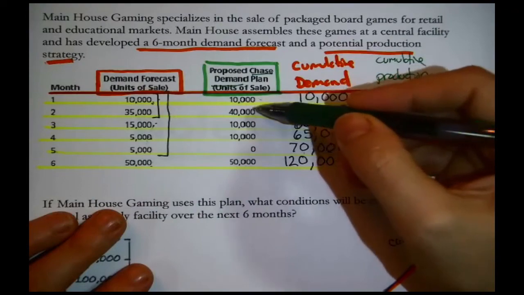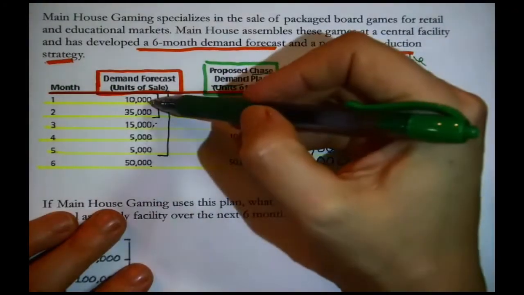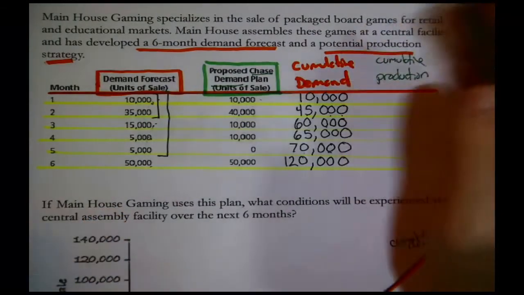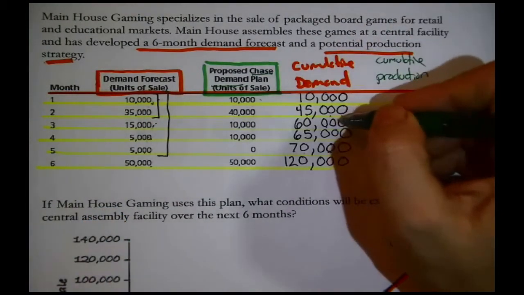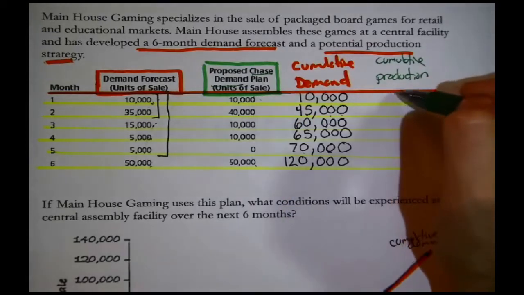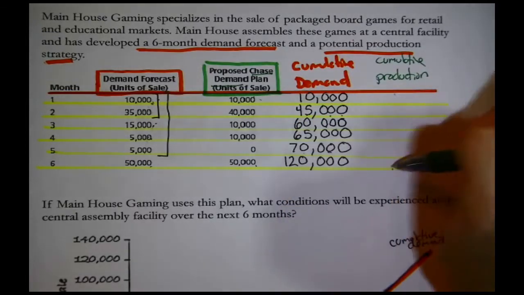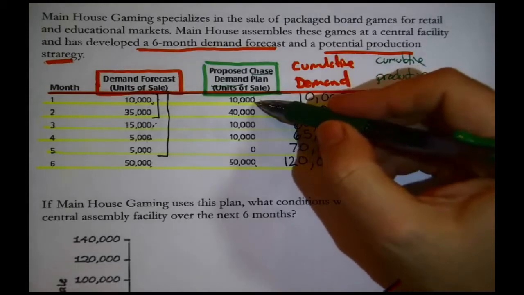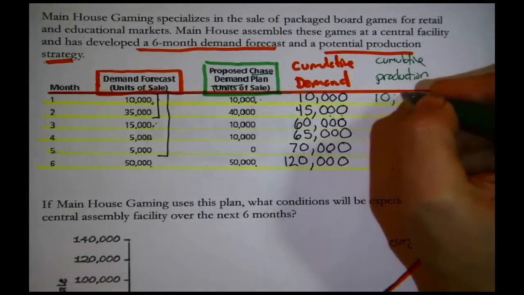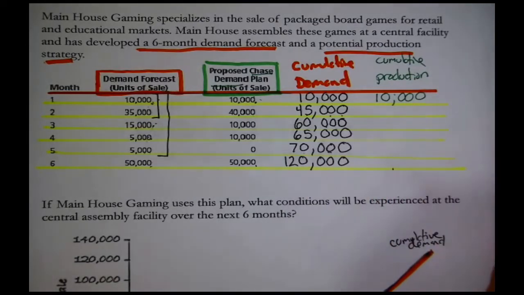Notice that the levels fluctuate. They seem to be mimicking, although not exactly, the forecast for demand. At any rate, what do we want to do? Same thing we did over here. We want to take these numbers, the actual proposed plan, and convert them to a running total. So we planned to make 10,000 units of sale in the first month. That means if we're following that plan, we will have made a total of 10,000 units of sale by the end of that month. Duh.